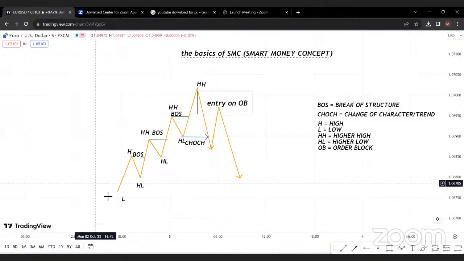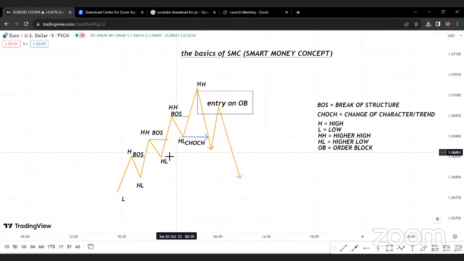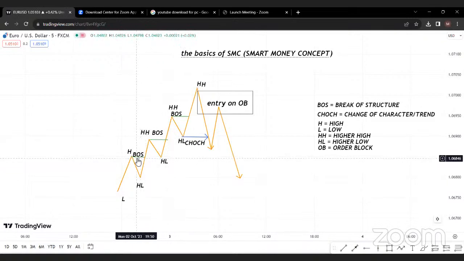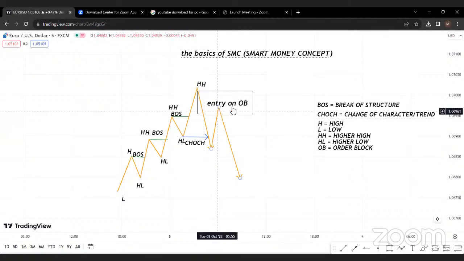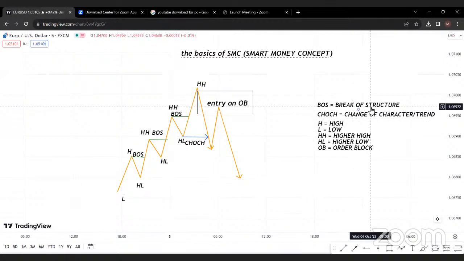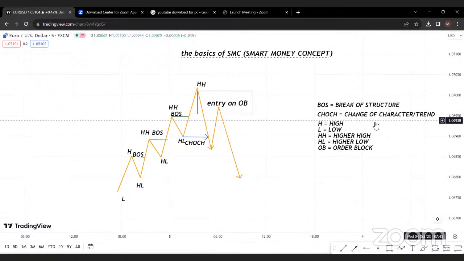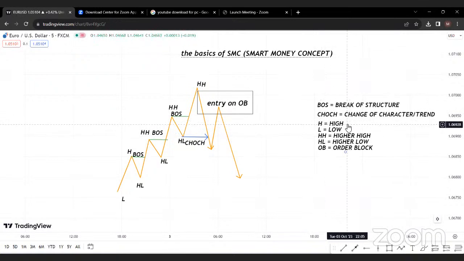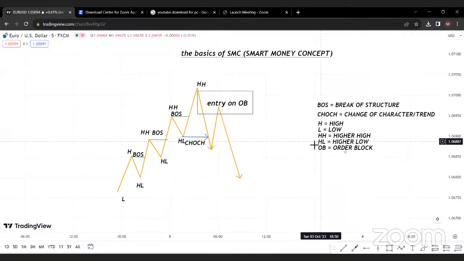So let me explain whatever has happened in the simplest term possible. As you can see, we have BOS, we have an L, we have an H, we have CHoCH, we have OB. So on my right side of the screen, we have BOS, which stands for break of structure, CHoCH, which stands for change of character or trend, change of trend. Then we have the H, which stands for the high point, the L, which stands for the low point. Then we have HH, which stands for a higher high. Then we have a HL, which stands for a higher low. Then we have OB, which stands for an order block.